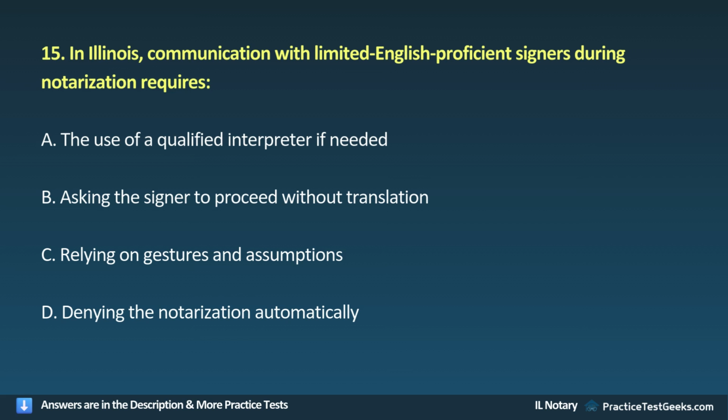15. In Illinois, communication with limited English proficient signers during notarization requires A. The use of a qualified interpreter if needed. B. Asking the signer to proceed without translation. C. Relying on gestures and assumptions. D. Denying the notarization automatically.